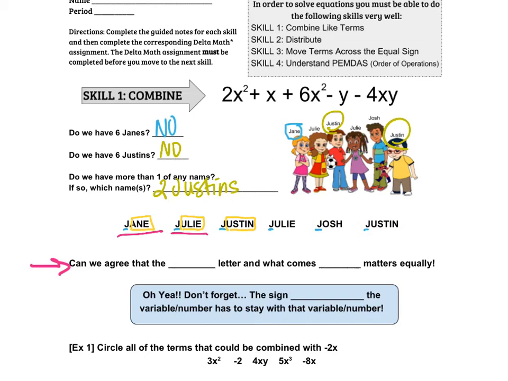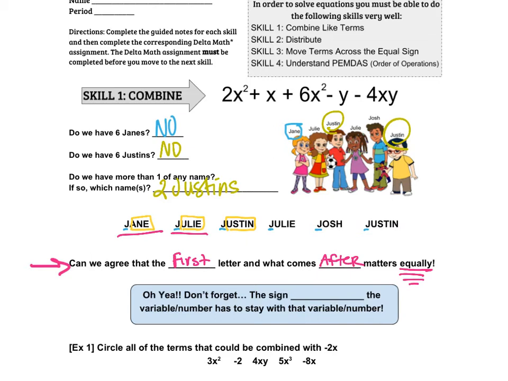a Julie. I can't say I have two Janes or two Julies because we know that yes, they both start with a J and yes, they have that in common, but ultimately they're not like terms because what comes after the first letter matters just as much as the first letter itself. And so I want us to be able to agree: can we agree that the first letter and what comes after matters equally?